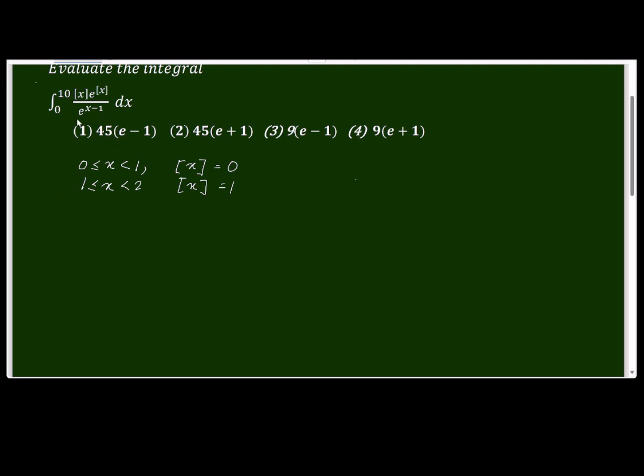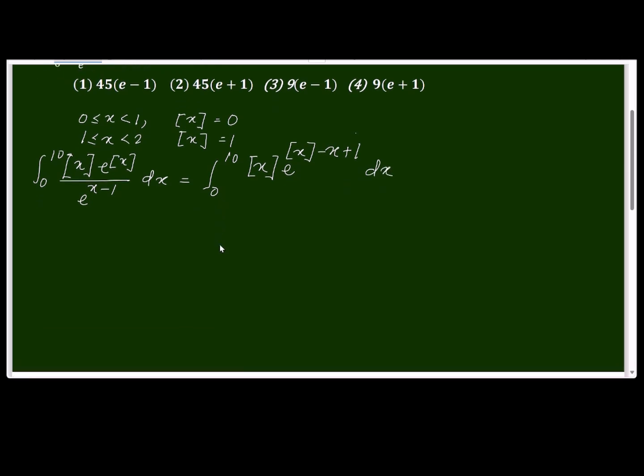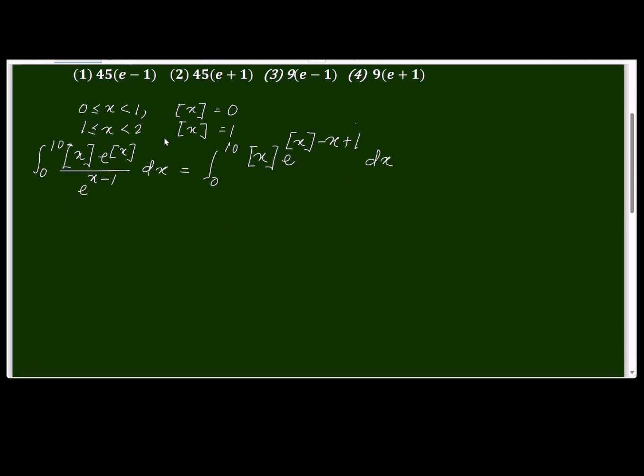Before that, let us simplify the expression. So the integral from 0 to 10 of greatest integer function times e to the power greatest integer function, whole over e to the power x minus 1, dx equals the integral from 0 to 10 of greatest integer function times e to the power greatest integer function minus x plus 1 dx.